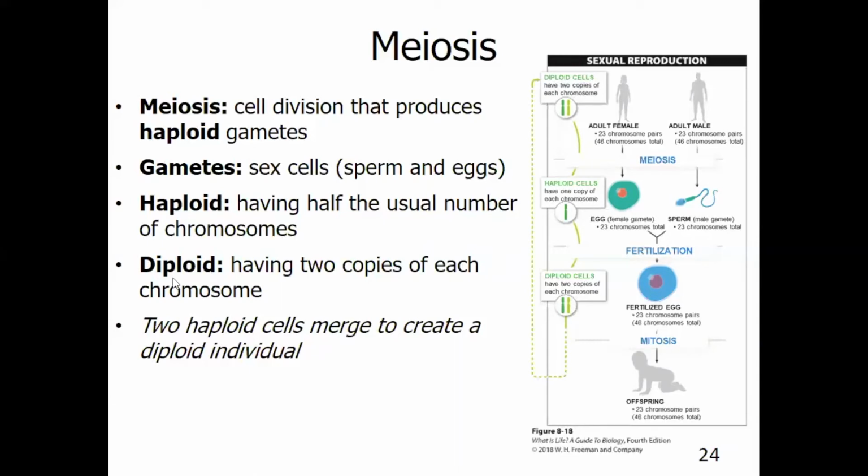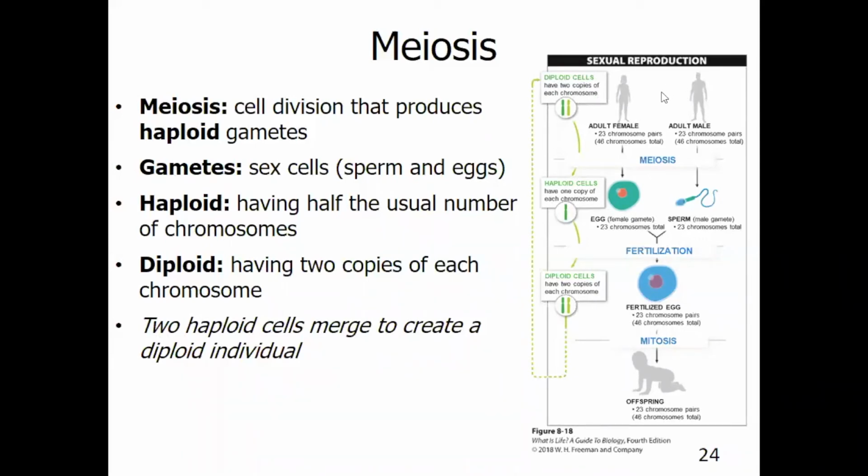Gametes, though, are interesting because gametes are actually haploid. Sperm and eggs have half the number of chromosomes than the rest of our cells do. This means that when a sperm and an egg come together, these 2 haploid cells combine to form a diploid cell. Figure 8.18 on the right-hand side of the slide is showing you an overview of this process.